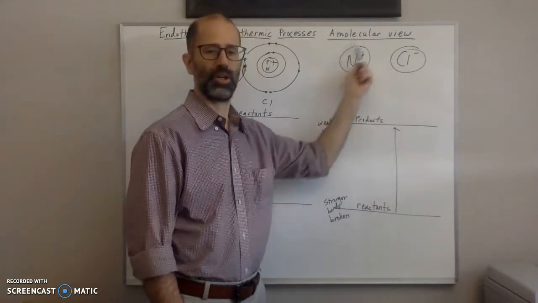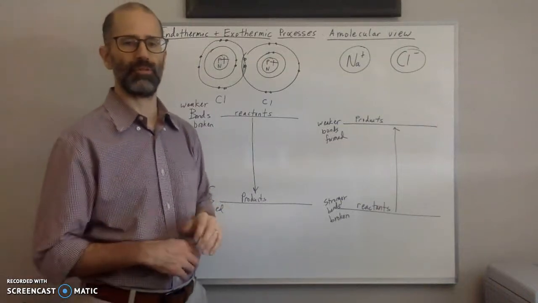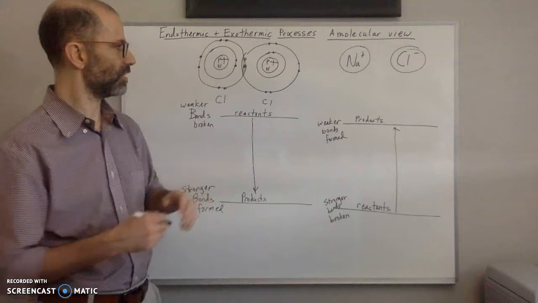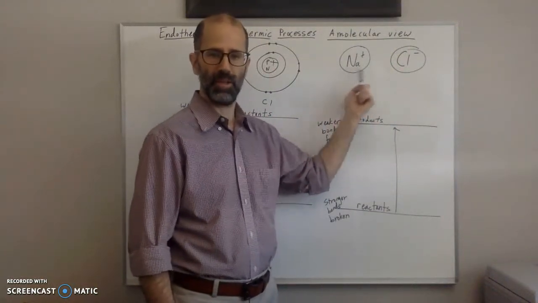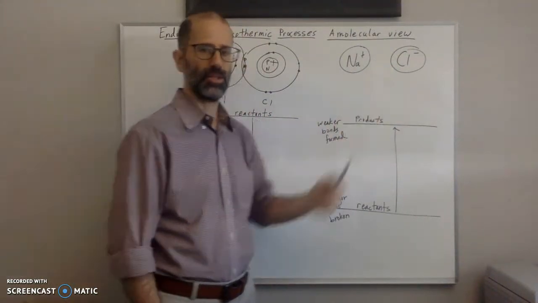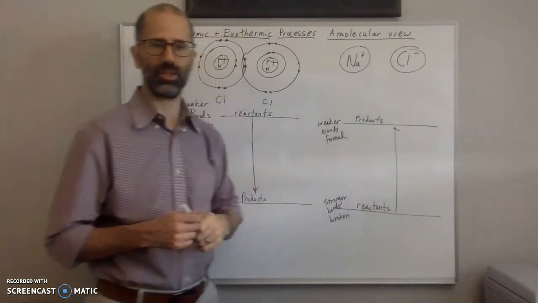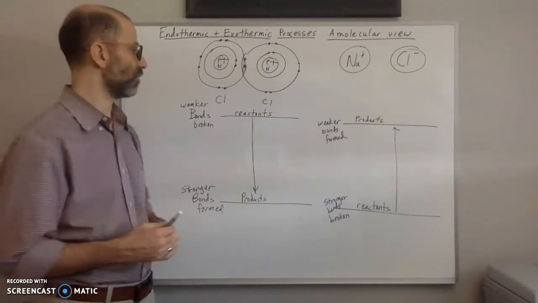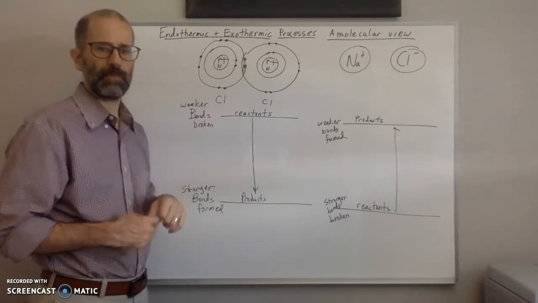So this is going to create a very strong electrostatic force. And if you remember Coulomb's law, this is going to be very strong in terms of potential energy. So they're going to want to arrange themselves and attract each other to lower that potential energy, and that's going to lower the energy in the system. So that's where the potential energy is.